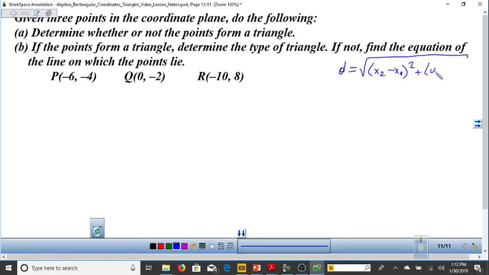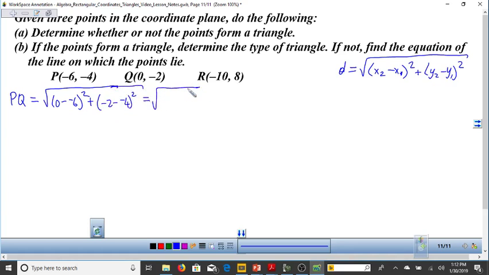So let's find the distance from P to Q. PQ, the distance, is the square root of 0 minus negative 6 squared plus negative 2 minus negative 4 squared. And of course, this is going to be 6 squared plus 2 squared. 6 squared is 36. 2 squared is 4, so it's the square root of 40, which is 2 square root 10.